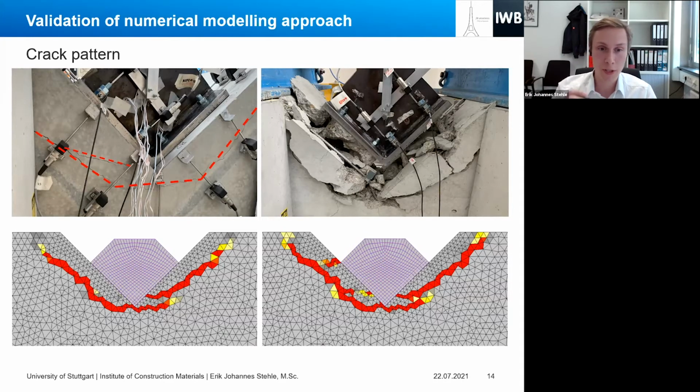So also in the experiments, we got the first peak, then a drop in the load, and then the complete connection regained some of its strength up to the ultimate capacity. Also the values of the ultimate load and the load at the first peak from the experiments and the numerical analysis fitted quite well.